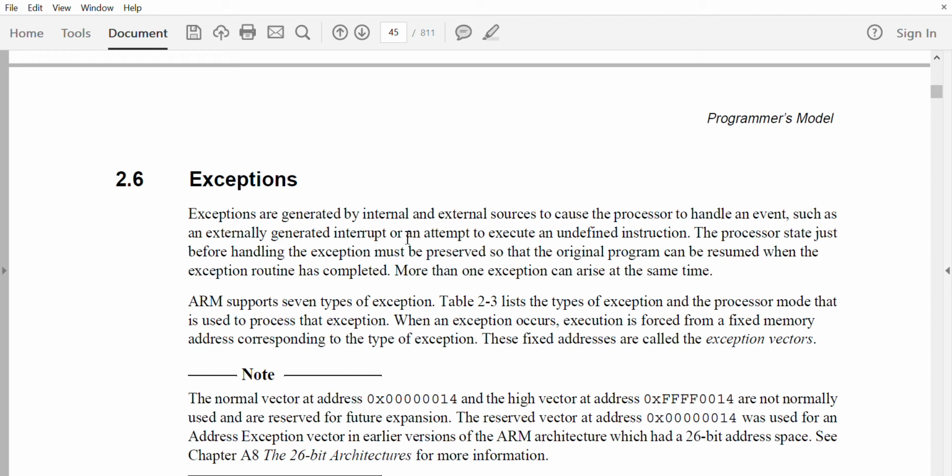So say an external interrupt happens, or the program is trying to execute an undefined instruction. Any such exceptional thing happens, then an exception will be generated. So when this exception happens, the processor is actually executing a normal program.